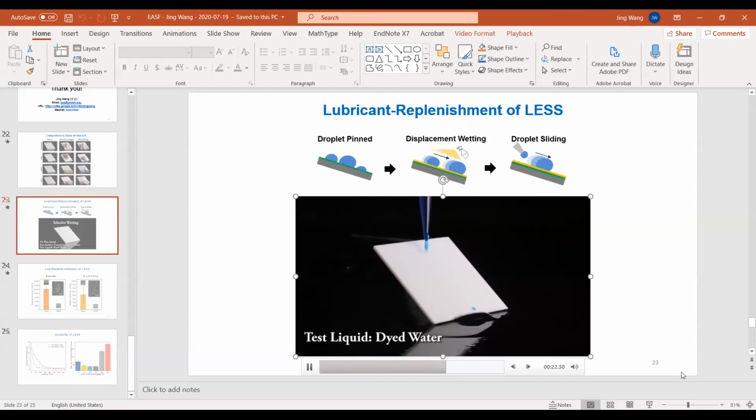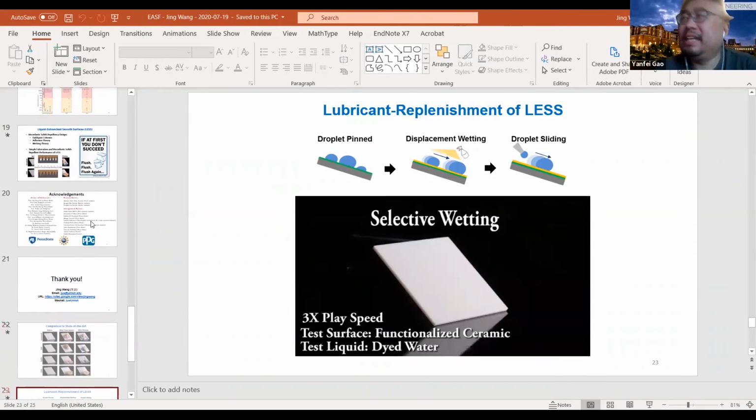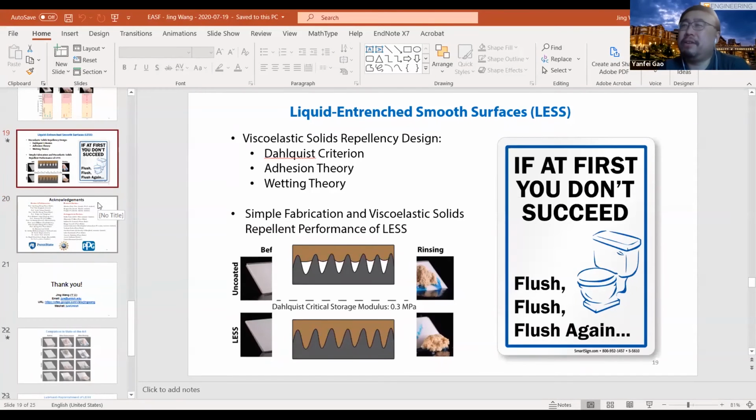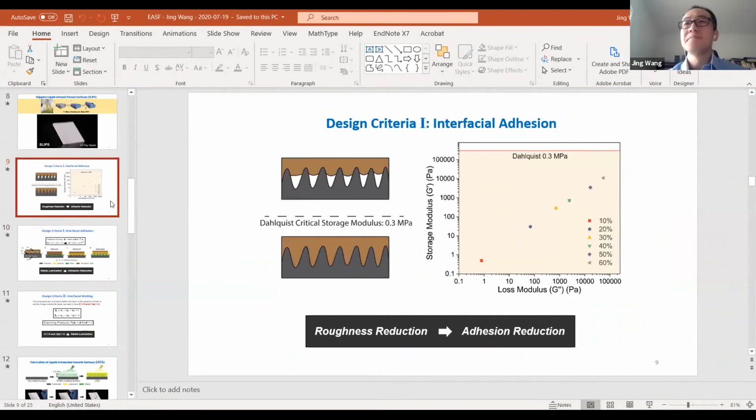Okay, thank you. We got a question from Professor Yan Feigao, please. Hey, very nice work. I learned a lot. I'm curious about your reference to this viscoelastic property. How does that play a role? You particularly mentioned this magic 0.3 MPa viscoelastic storage modulus. And human waste, is that also viscoelastic with a certain storage modulus as you mentioned?